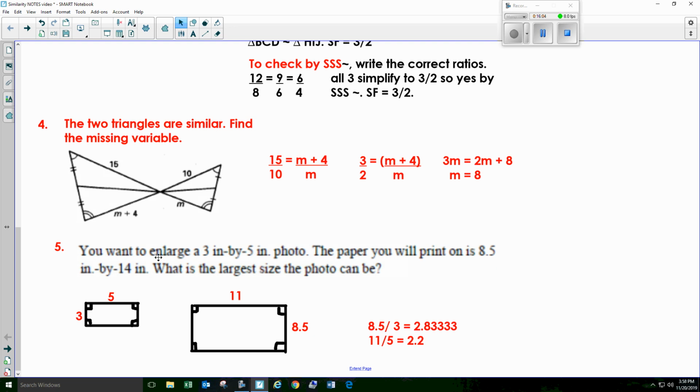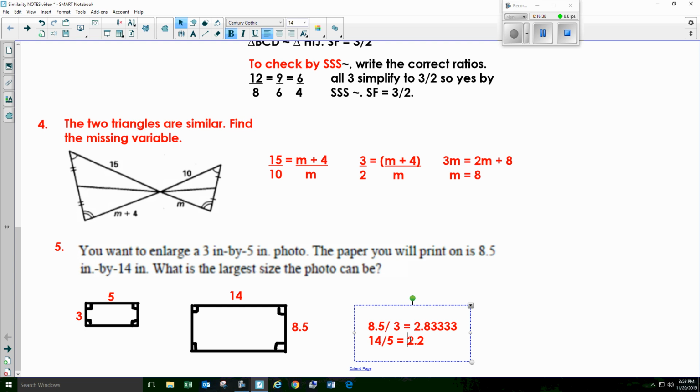You have a few of these problems on your worksheet. You want to enlarge a 3-inch by 5-inch photo. I didn't put the units of inches on, I just put the numbers. Pretend this is 3 inches by 5 inches, and you want to blow it up as big as you possibly can onto a paper that's 8.5 inches by 14. Dang it, I wrote the wrong number. So this calculation over here is wrong. It should be 14, so let me change that.